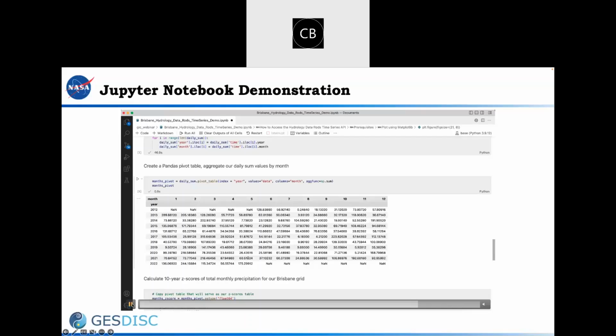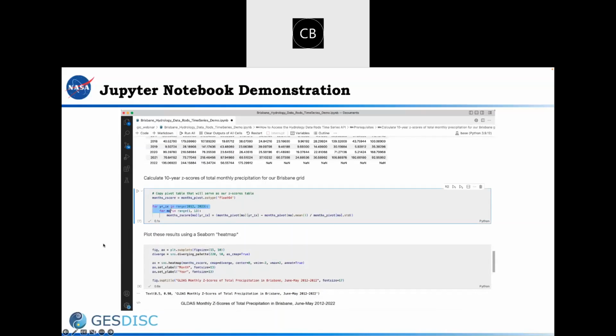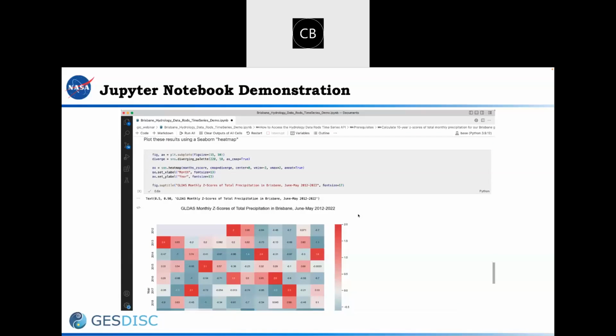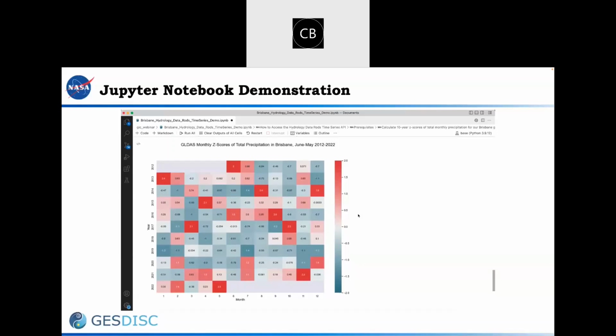And then what I can do is use pandas to calculate 10-year monthly z-scores of that total precipitation for a Brisbane grid. So I iterate through and compare each month to the 10-year month z-score for that. And then I can use a seaborn heat map to create a plot like this, where I look at the different monthly z-scores of total precipitation in that Brisbane grid for the last 10 years of 2012 to 2022 data. And so I can identify anomalously high monthly precipitation events.